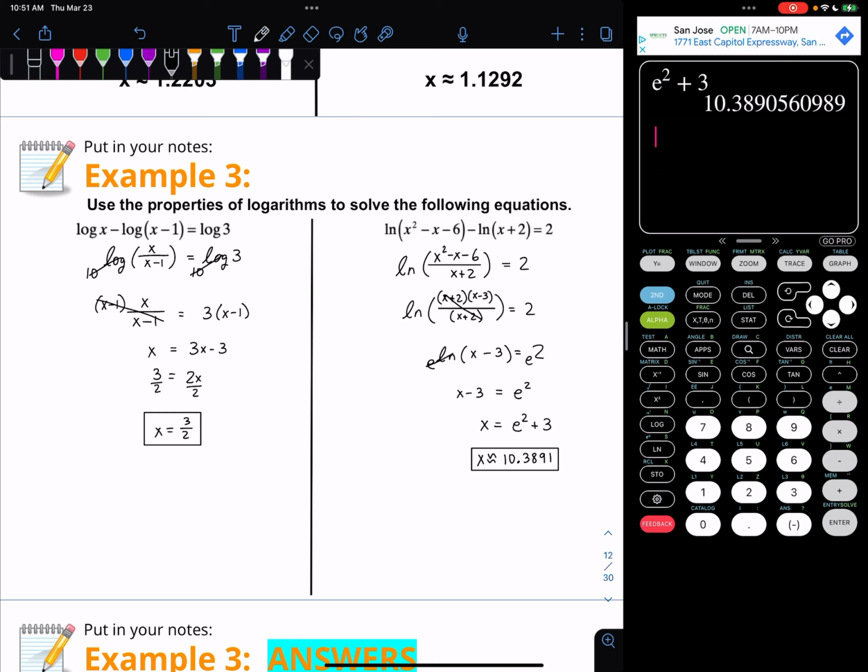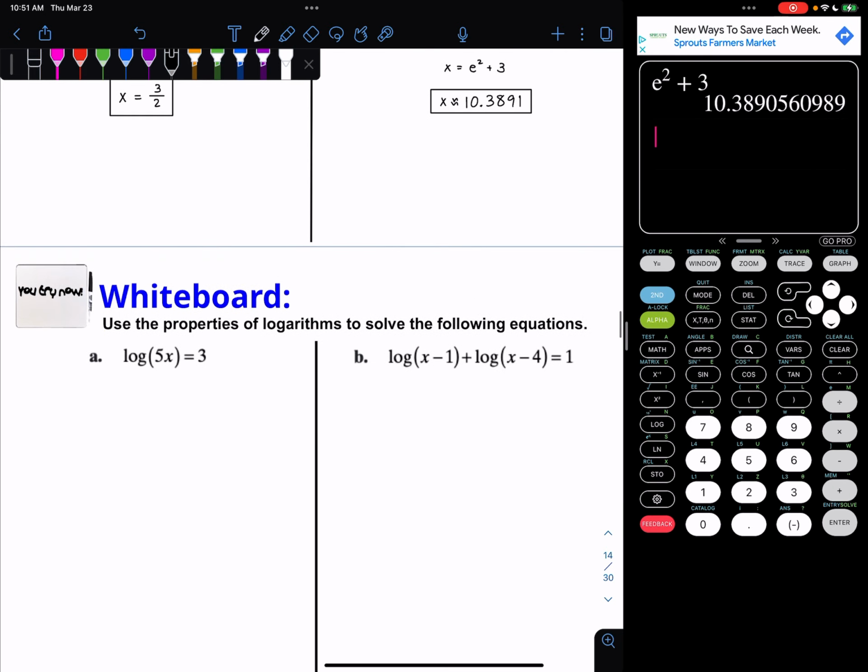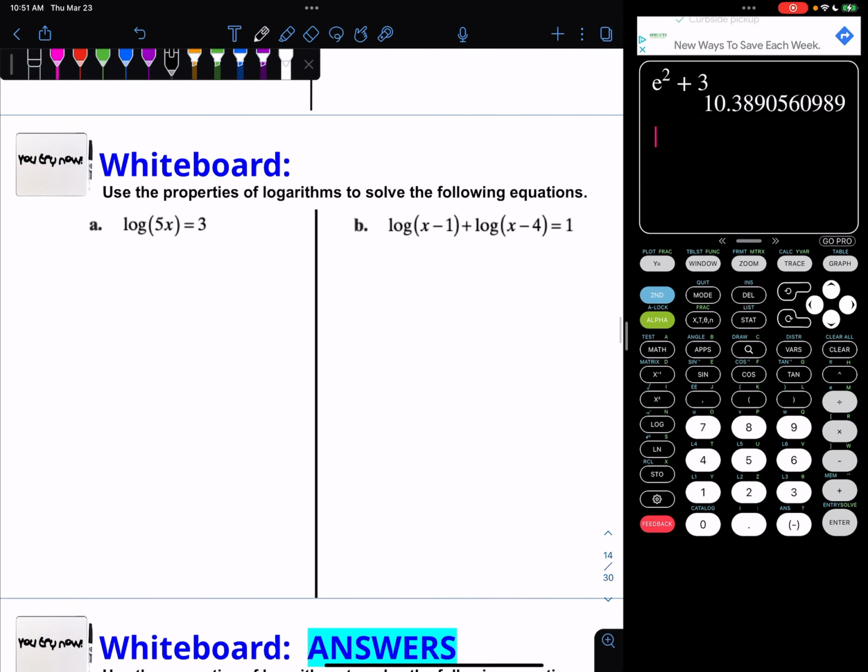So continue just with these same properties. So here we go. We're going to do our whiteboard. Use the properties of logs to solve the following equations. All right. Properties of logarithms to solve the following equations. So, go ahead, pause, and start on your whiteboard.